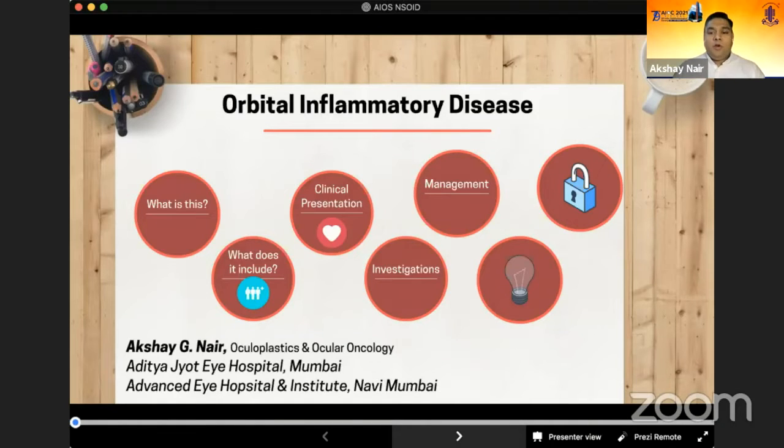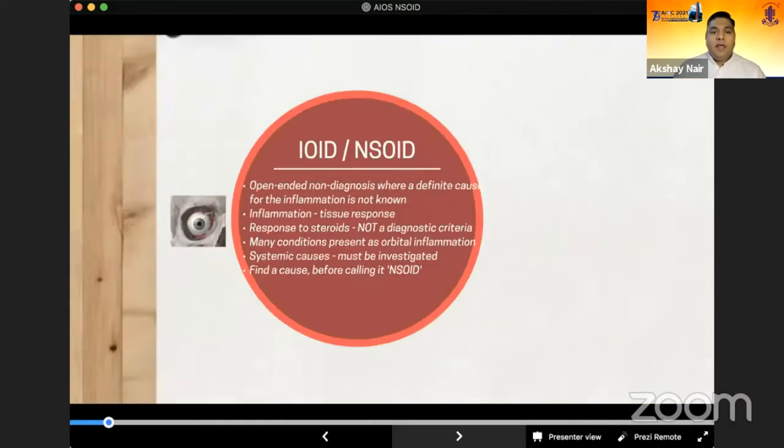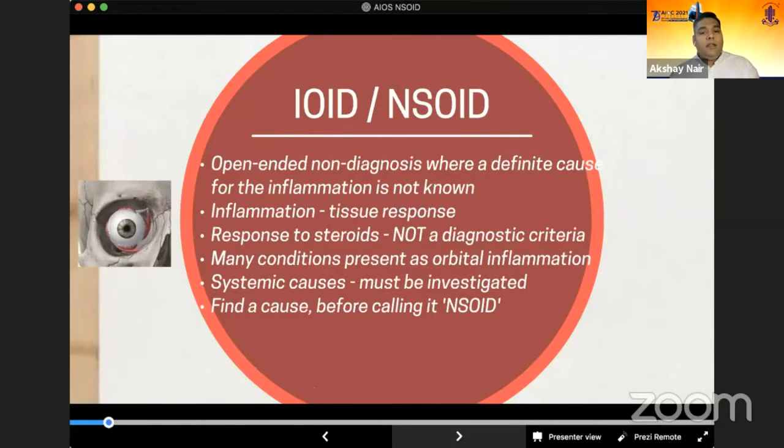So, I'll be talking about orbital inflammatory disease. For the first thing, we need to understand what orbital inflammatory disease is. It is an open-ended non-diagnosis where a definite cause for the inflammation is not known. Unfortunately, it is being treated as a waste basket bin where everything and anything that doesn't make sense clinically is being designated as orbital inflammatory disease.